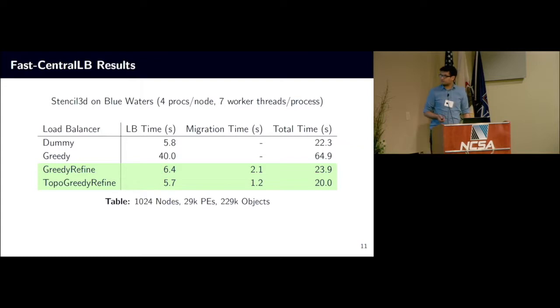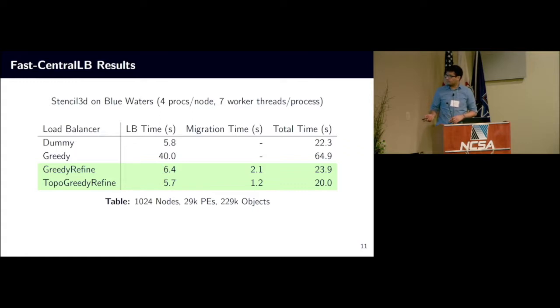So here are some results. This is Stencil 3D. So it's sort of a not imbalanced program to begin with. So we're not really caring here how good the load balancing quality is. We're caring how long it takes to run. This is 4 processes per node on Blue Waters, and then 7 worker threads per process.